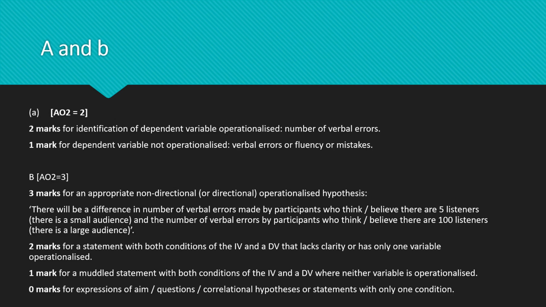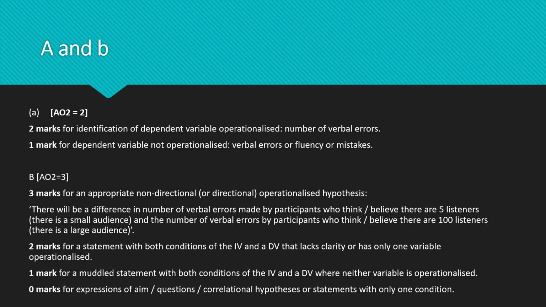So question A then, that was identify the dependent variable in this study. Now you have to say it operationalised, so number of verbal errors will get you 2 marks. That's operationalised because you've said number. But if you've just said verbal errors or fluency, that doesn't get you both marks, it only gets you 1. So make sure you are fully operationalised by saying number of verbal errors. So it's a number bit that makes it operationalised.